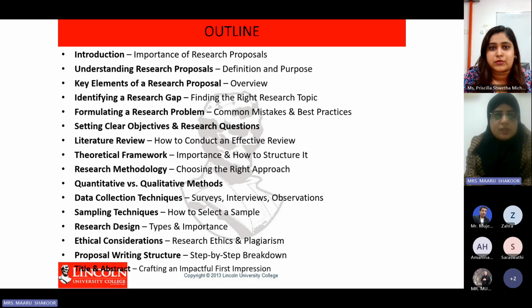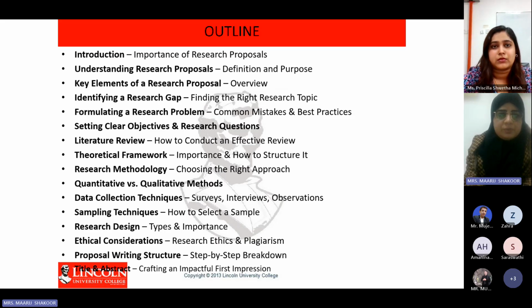Yes, these are the outlines. As you can see: introduction, how important a research proposal is in helping you make your own pathway, understanding the research proposal, key elements of a research proposal, its overall overview, identifying a research gap. It is very important. Whenever you find a gap, it means you will find your destination. This gap will help you find your outcome. So work on this. This is very important in your research proposal.